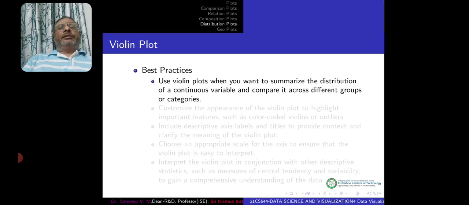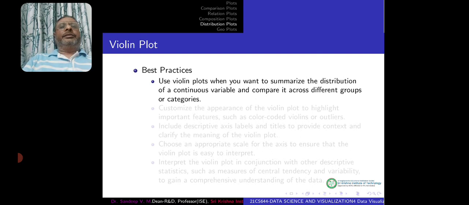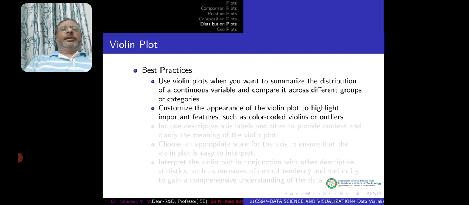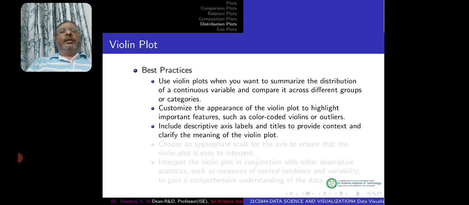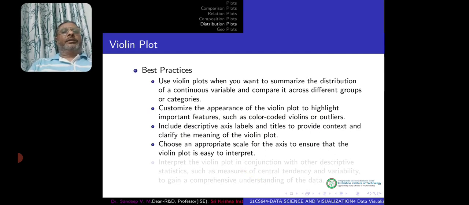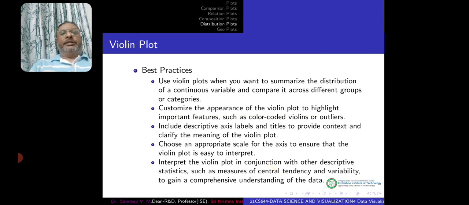The best practice is to use the violin plots when we want to summarize the distribution of a continuous variable and compare it across different groups or categories. We must customize the appearance of the violin plot to highlight important features such as color-coded violins or outliers. Must include descriptive axis labels and titles to provide the context and clarify the meaning of the plot. We must choose the appropriate scale for the axis to ensure that the violin plot is easily interpreted.